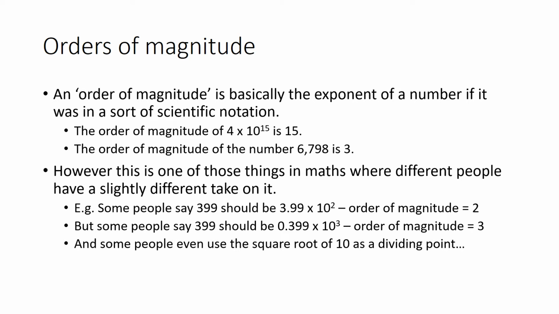However, this is one of those things in maths where different people have a different take on it. Some people say 399 should be 3.99 times 10 to the power 2, or magnitude 2 in other words. Some people say 399 should be 0.399 times 10 to the 3, which is order of magnitude of 3. Some people even say they should use the square root of 10 as a dividing point, which is a kind of a logarithmic approach. I'm not keen on that at all, to be honest. But the point is, there are different ways of approaching it, and none of them are wrong. They're just different notations, I guess you could say. So as long as you're consistent about it, you can pick any one of those approaches and get the right answer.